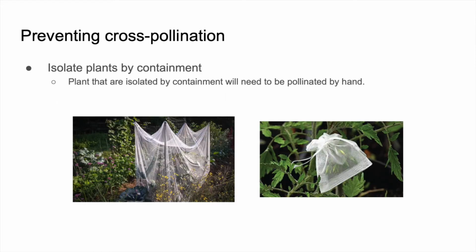When space is limited, isolation by distance may not be possible. So you can physically isolate plants by containing them within fine nets or small bags designed for this. Now, isolation by containment cannot be used for wind-pollinated crops, as the physical barriers can keep the insects out, but pollen carried by wind can still enter and cross-pollinate these crops. Also worth noting, plants that are isolated by containment will need to be pollinated by hand, since the insects won't be able to get in.